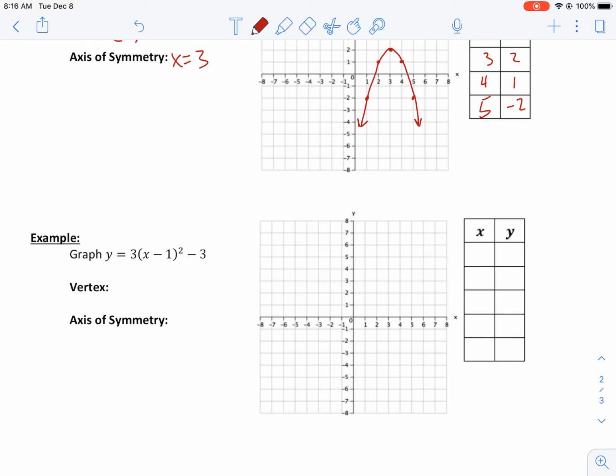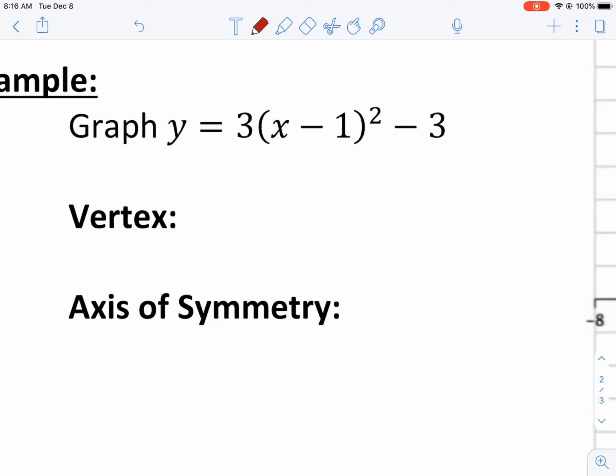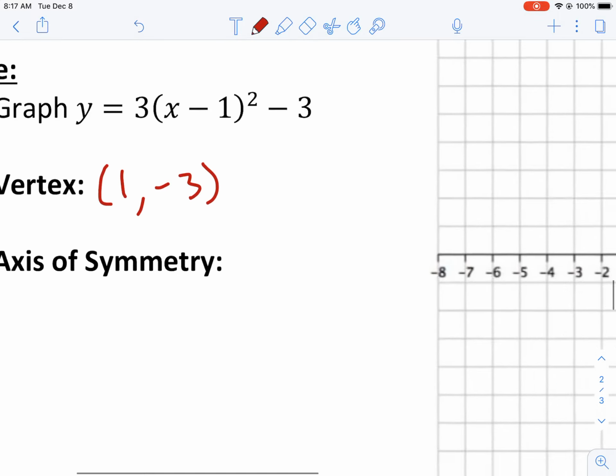Now, what do we do if there's an a value that's being stretched or compressed? Well, that doesn't affect us that much, all right? So we look here, our vertex is going to be at 1, -3. We take the opposite of the h value, and then we take the k value. So let's put our vertex here at 1, -3, okay?